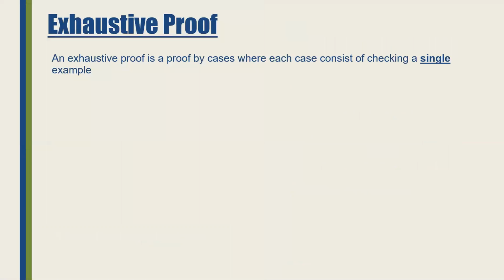Next, we have an exhaustive proof. This is a proof where each case is a single example. So that is not what happened in the last case. While the case n equals 0 was one example, n was 0, the case n is a positive integer was many, many cases, right? Infinitely many cases.